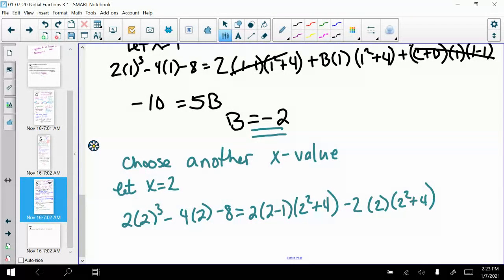Oh gosh, now I'm out of room. I'm sorry. So plus C times x. So x was 2, so I'm going to put, oh gosh, I'm going to get an eraser.